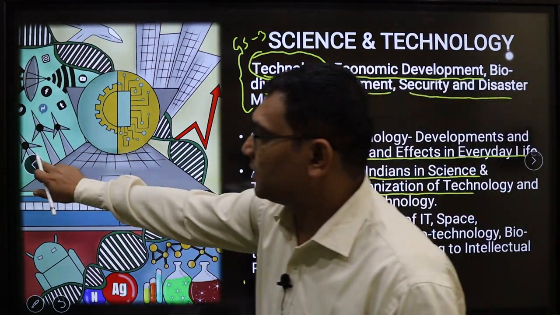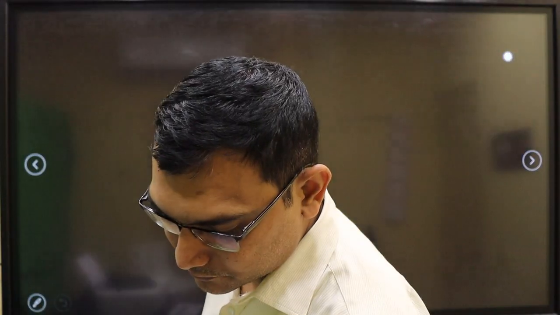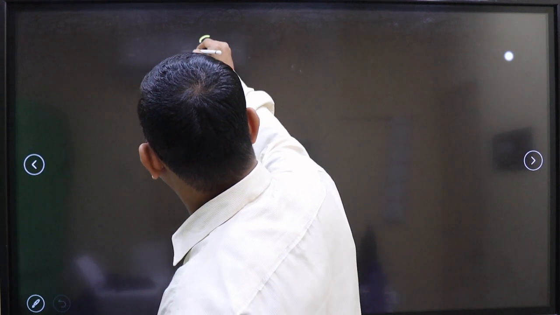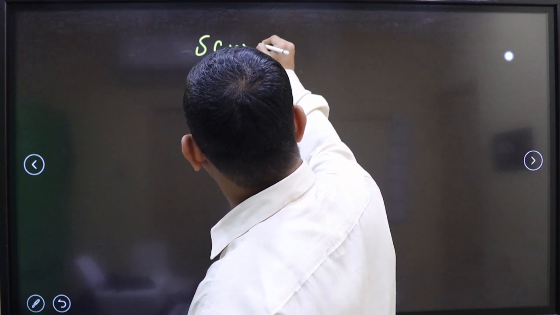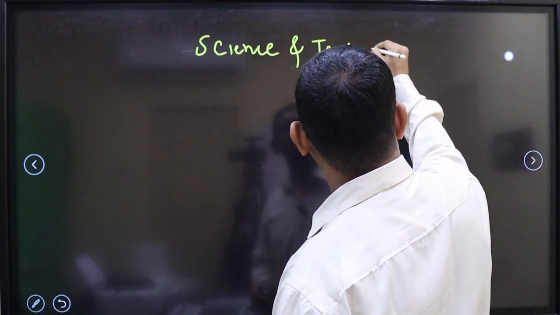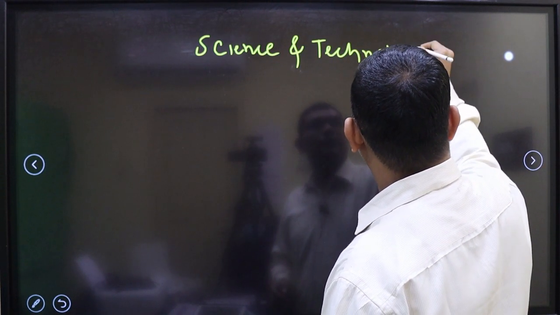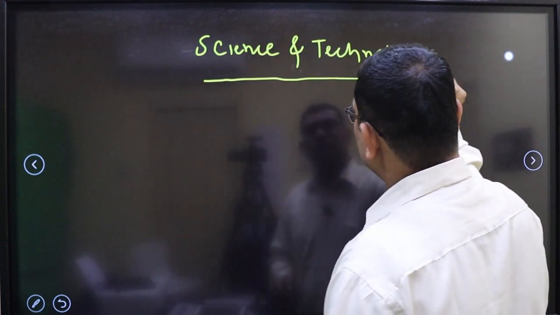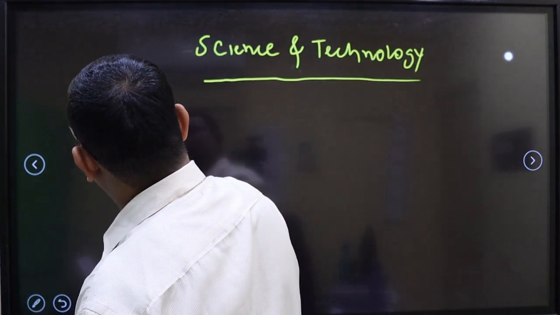Okay, now we will see. Mostly the science and technology part is a dynamic part in both paper 1 of your prelims and paper 3 of the mains. So it is a dynamic approach. For science and technology you need a dynamic approach.